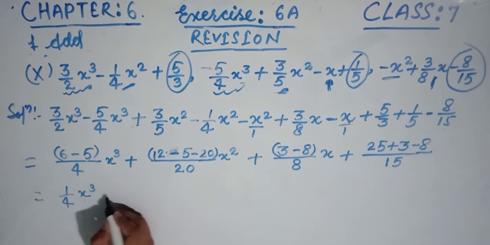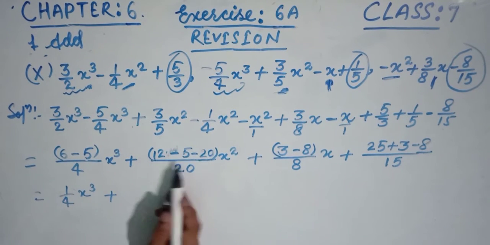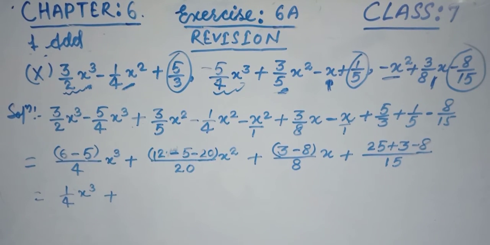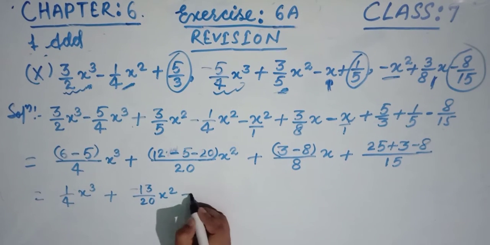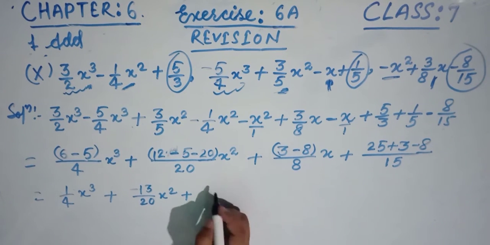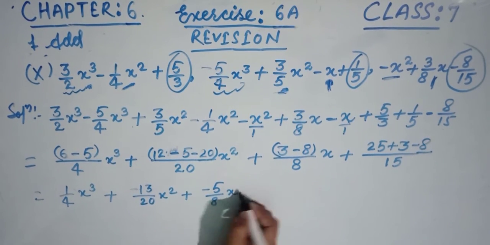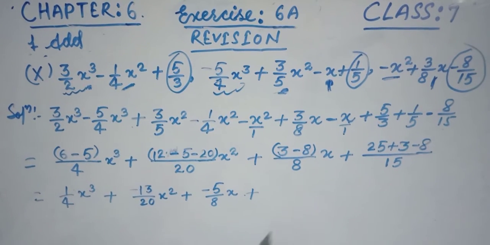Here is the x cube plus, next friends 12 minus 25. So minus 13 by 20 x square. So now next, friends, here is the minus 13 by 20 x square. So this is, remember friend, this is 3 minus 8. So this is minus 5 by 8 x. Okay, plus this is 25 and 3, 28 minus 8, friends. So this should be 4.